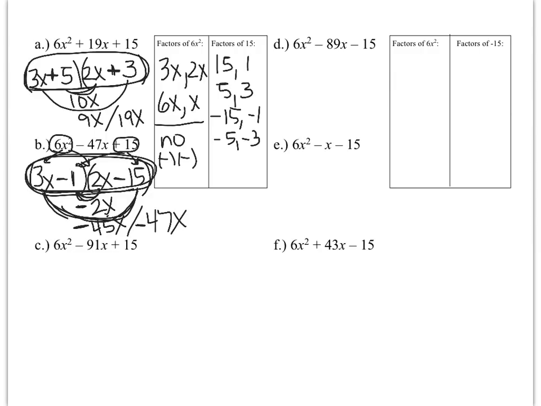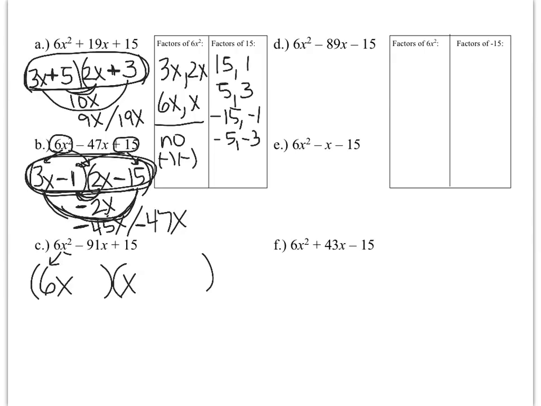So when I go to do this one, I'm going to stay away from 3x and 2x this time because I did it twice, right? So if you look, in all of these, they start with 6x squared and end in 15, so that's why we're all using 3x and 2x and 6x and x and all of that, okay? So now, I'm going to go ahead and try 6x and x, right?